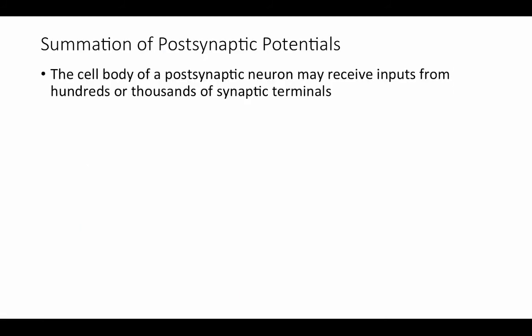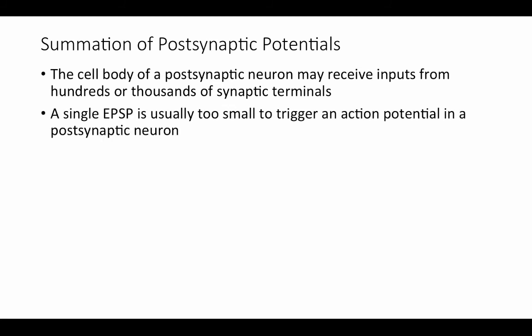So these different postsynaptic potentials are going to be coming from different neurons, and they're going to add together. The cell body of a postsynaptic neuron is going to be the integrating center that's going to receive all of these signals and sum them together to make a decision about whether to fire an action potential or not. The cell body may receive inputs from hundreds or thousands of different synaptic terminals coming from different pathways. A single excitatory postsynaptic potential is usually too small to trigger an action potential in a postsynaptic neuron. It needs to get that message either at a very high rate or from a lot of different neurons that are communicating with that neuron.